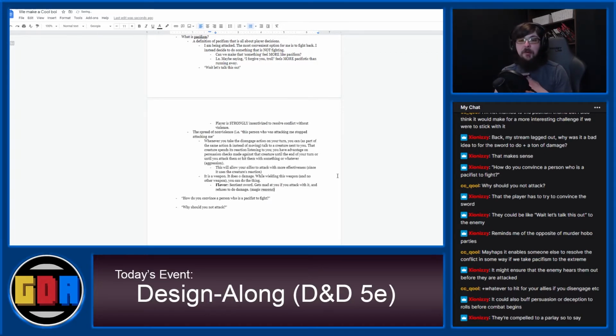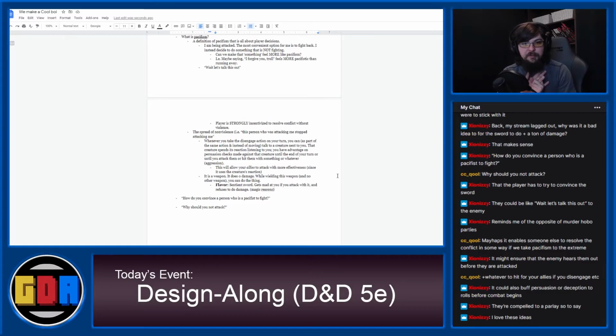So now we're starting to get somewhere that I think is pulling a lot of the ideas together, a lot of your ideas about how this is going to work in terms of enabling someone else to resolve the conflict in some way, making sure the enemy hears them out, giving your allies a bonus. But it doesn't give your allies a plus to hit bonus. It gives the allies a bonus in the sense that you could strategically use this to remove somebody's reaction.